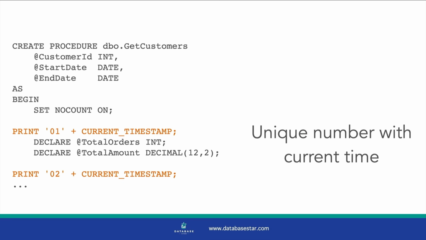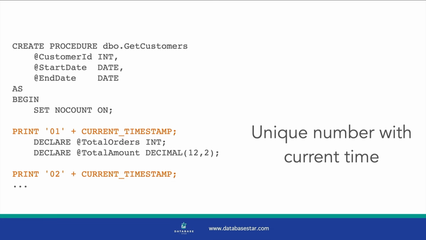First, a unique number, which indicated which point of the code the statement was printed from. This was done just by printing the number 01 first, then on the second statement I used 02 and so on. Then I added the current timestamp, which had the current time in hours, minutes, seconds, and milliseconds. This meant I could view the specific moment that each line was printed.